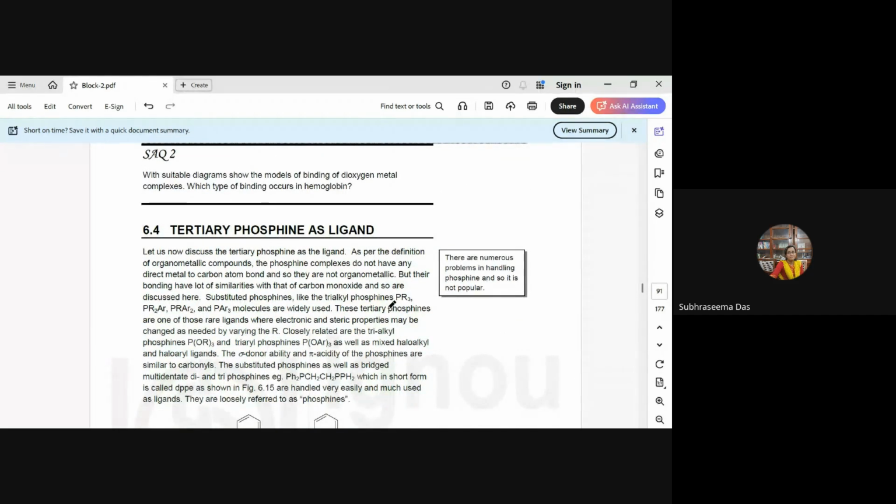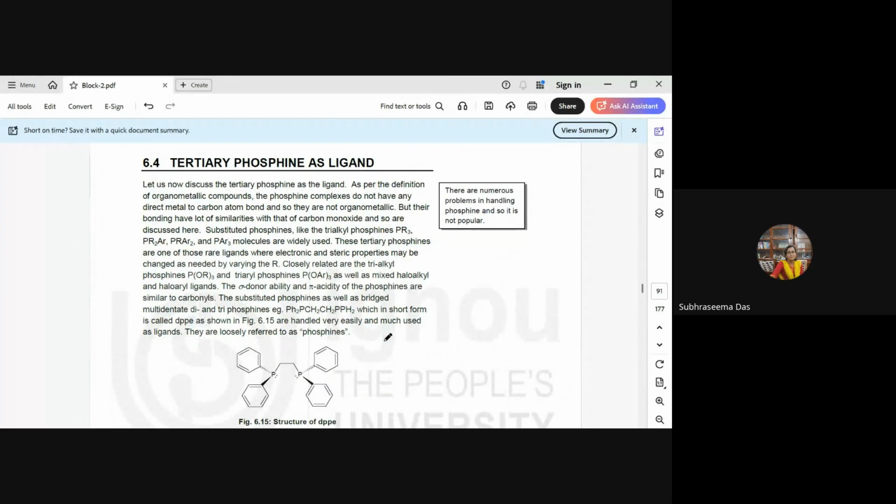So now coming to tertiary phosphine as a ligand. How is this tertiary phosphine a ligand? First, the phosphine complexes do not have a metal to organic carbon bond. So the M-C bond is absent, and that is why they are not organometallic in nature.